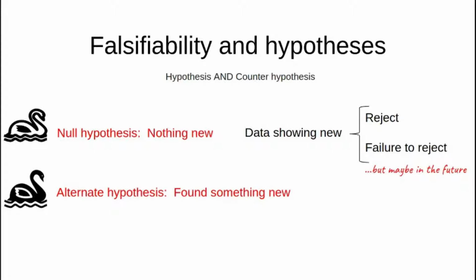If we do find new data, then we say that we reject the null hypothesis, and then we can say that we accept the alternative hypothesis, so we can say that we found something new. Notice, because of falsifiability, we never say that the null hypothesis is true, because we never know that possibly in the future we might find something that rejects the null hypothesis.